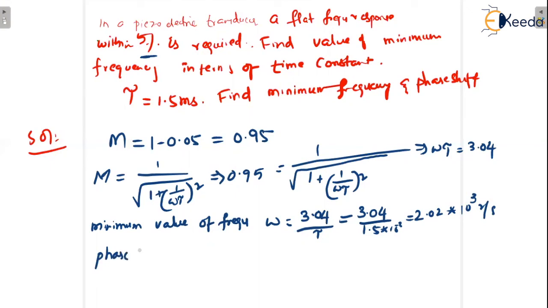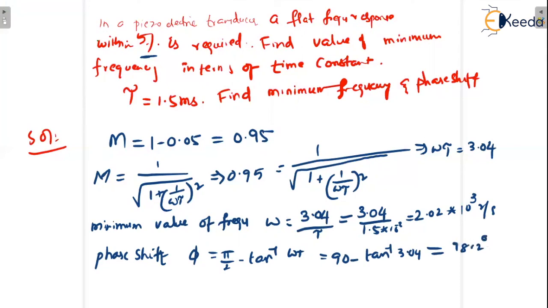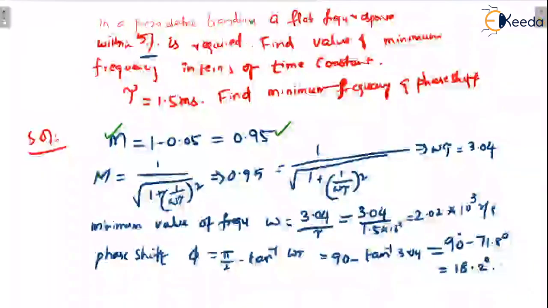So phase shift, phi is equal to pi by 2 minus tan inverse omega tau. So you can write 90 minus tan inverse 3.04, that will give you 18.2 degrees. So that's 90 degrees minus 71.8 degrees, which gives you 18.2 degrees. So 18.2 degrees is the answer.